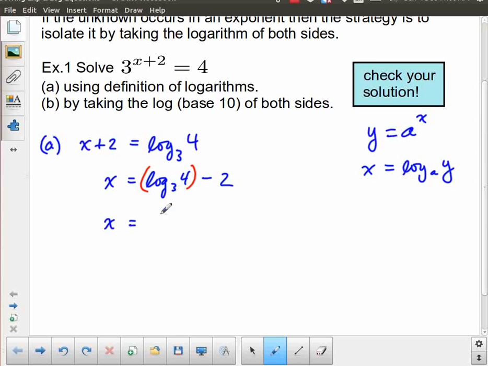Now typically we do base 10. And the way we do that is we write a fraction. So we take log base 10 of 4 over log base 10 of the base of the original logarithm, which was 3, minus 2. And we're now at the point where we should be able to come up with a numeric value for this. So I'm going to take the log of 4, divide that by the log of 3, and I end up with 1.2618, and I'm going to subtract 2 from that, and I end up with negative 0.73814.